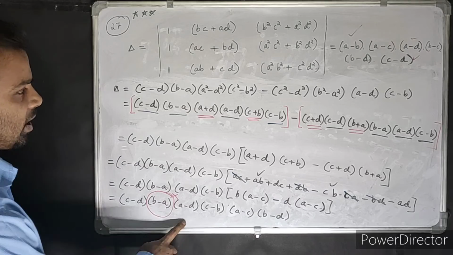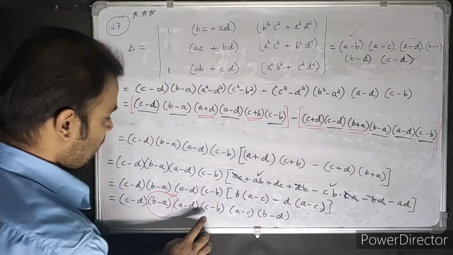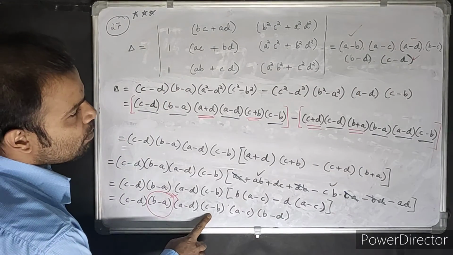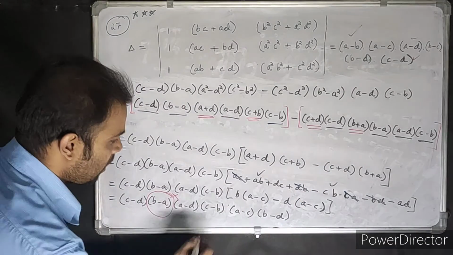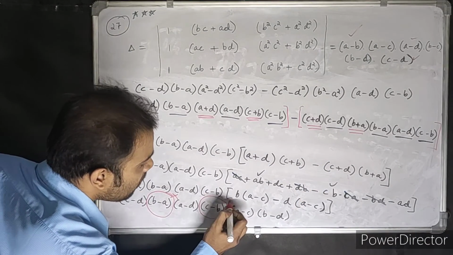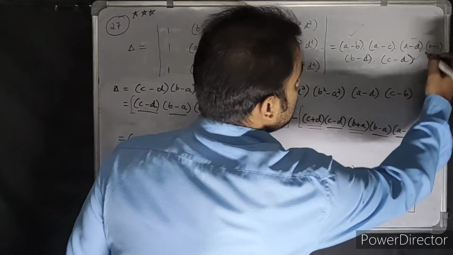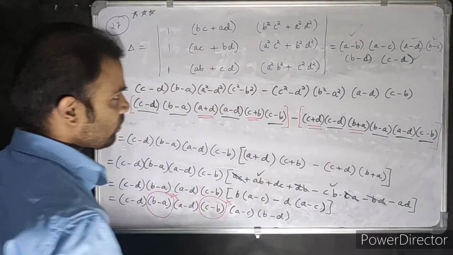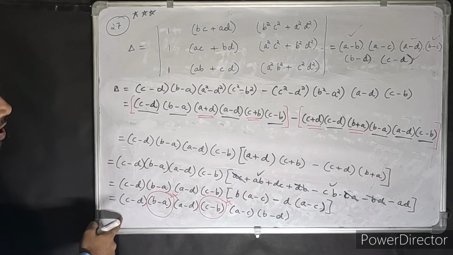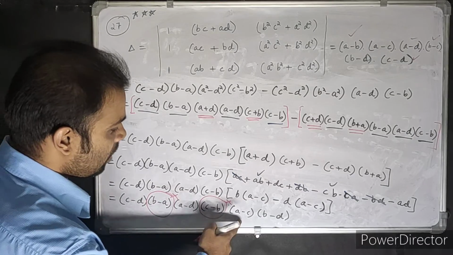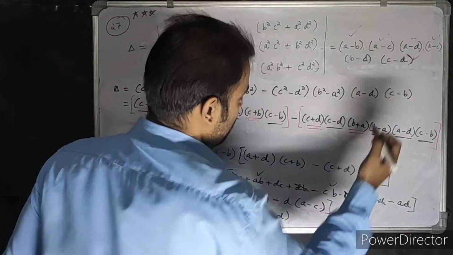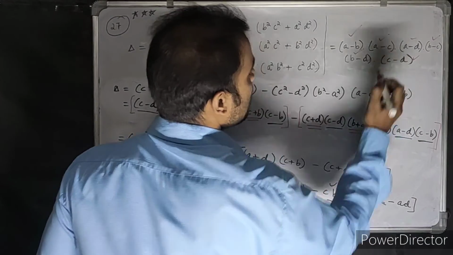And what is not changed? A minus D is correct. C minus B, B minus C. So this is again wrong over here. Cross. So this is B minus C over here, correct? So till now we have matched these things. A minus C is correct over here. Okay, B minus D is also correct over here.